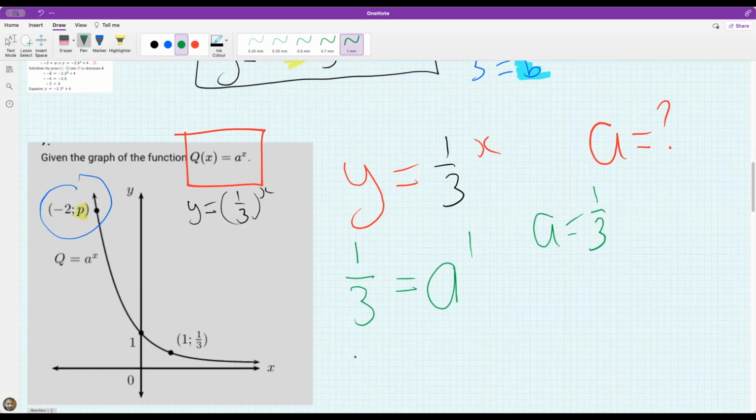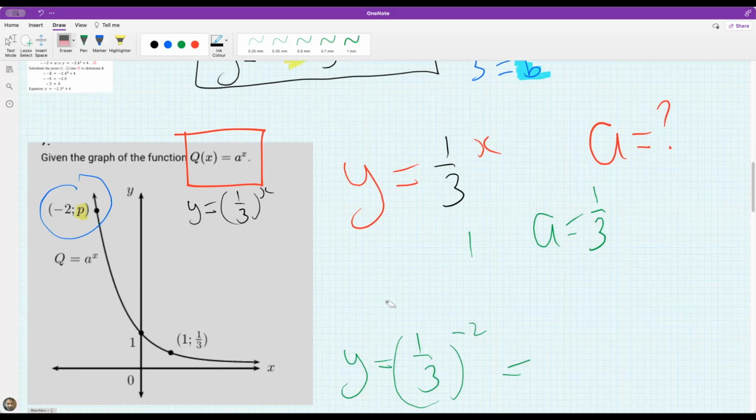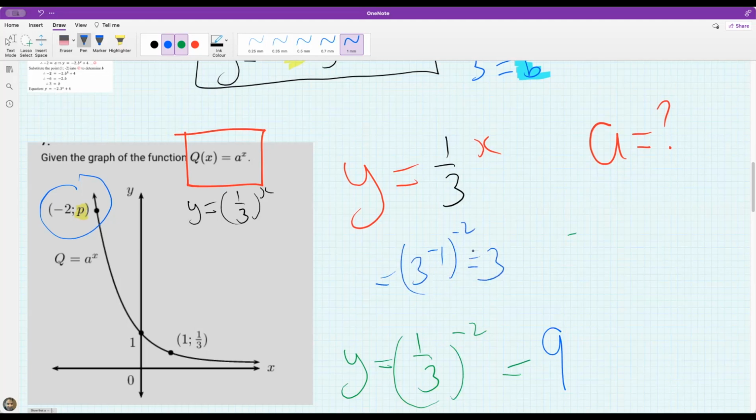Okay, let's see. So all we're going to do is put x is minus 2, and then using our calculators, what is that going to give me? I think it's going to give me 9. Another way of seeing this is if you write 1/3 as 3 to the minus 1, when you raise that to the power of minus 2, you get 3 squared, and then you get 9. So that's perfect. So that is what the coordinate for p would be. It would be 9. And you can see it had to be positive.